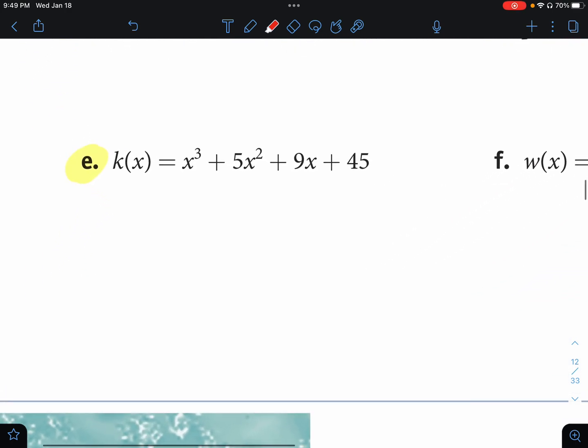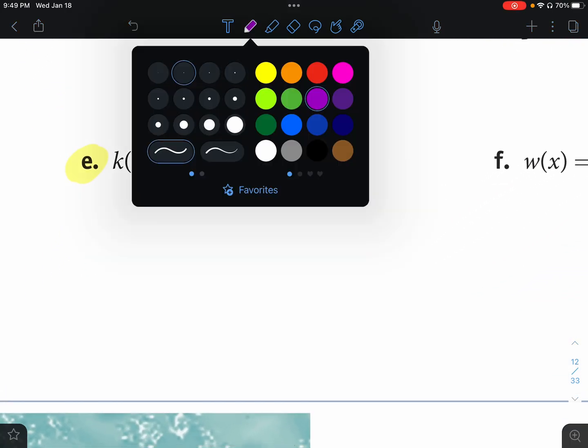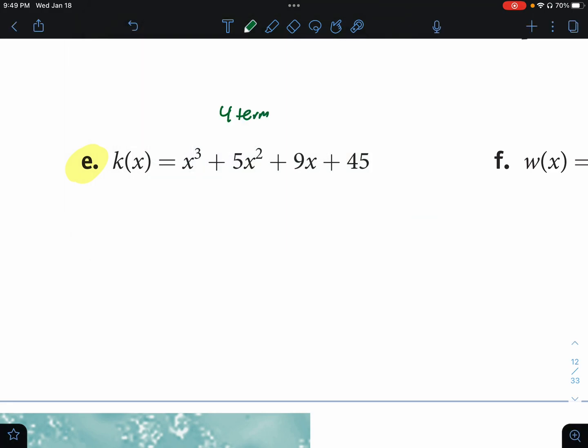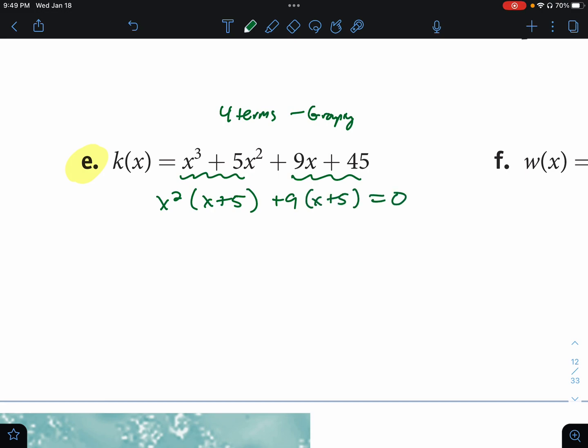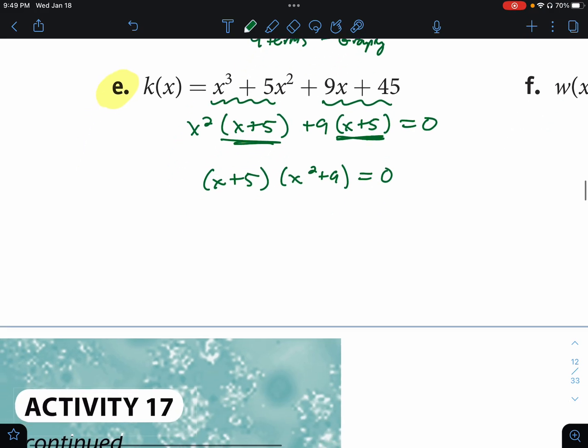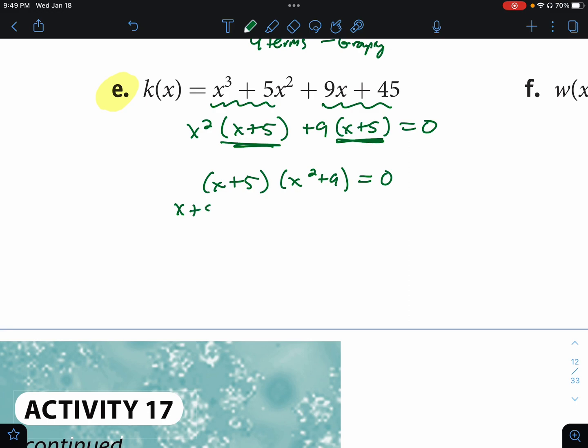Letter E here is our grouping one. Notice the 4 terms is what gave it away. 4 terms. That means grouping generally. So we have our pair and our pair. We have a GCF of x squared in the first half, leaving me an x plus 5, and a GCF of 9 in the second half, leaving me with an x plus 5, set it all equal to 0. We know it works because those parentheses are exactly the same, leaving me with x plus 5 times x squared plus 9 equals 0. Set each parentheses equal to 0.